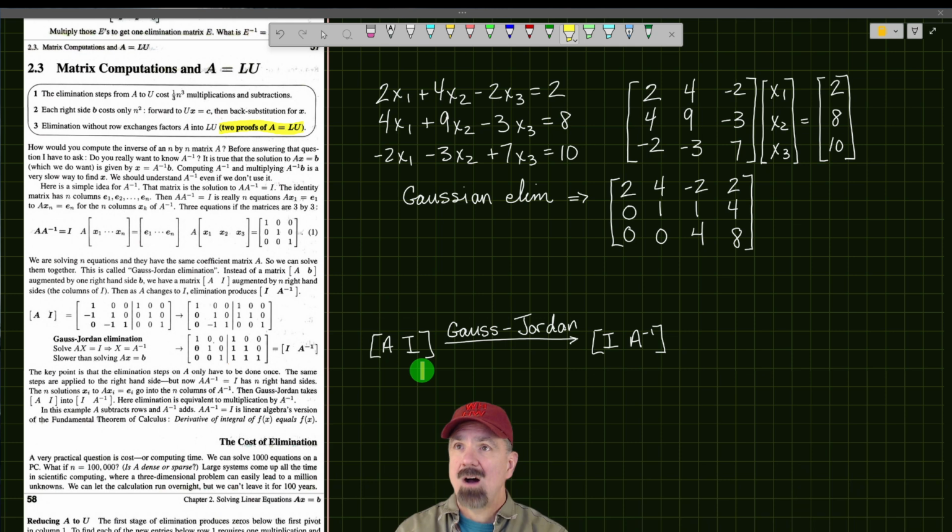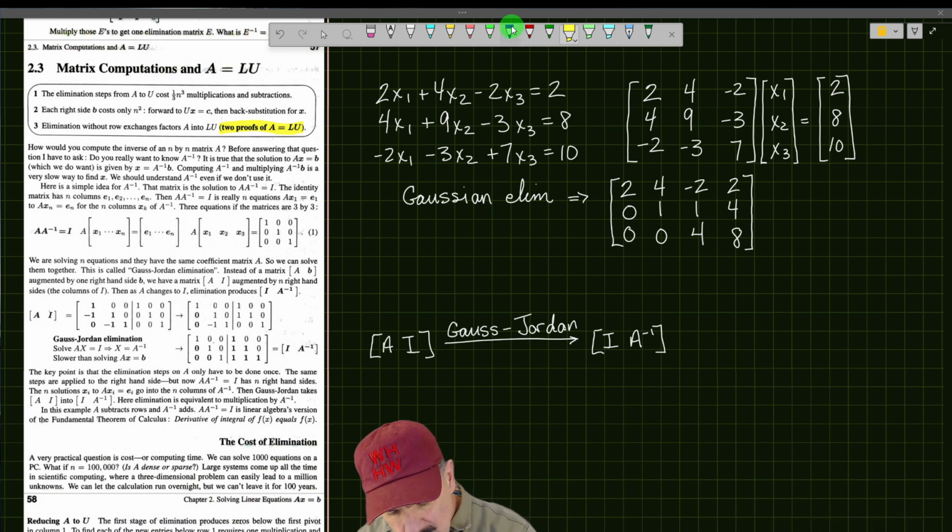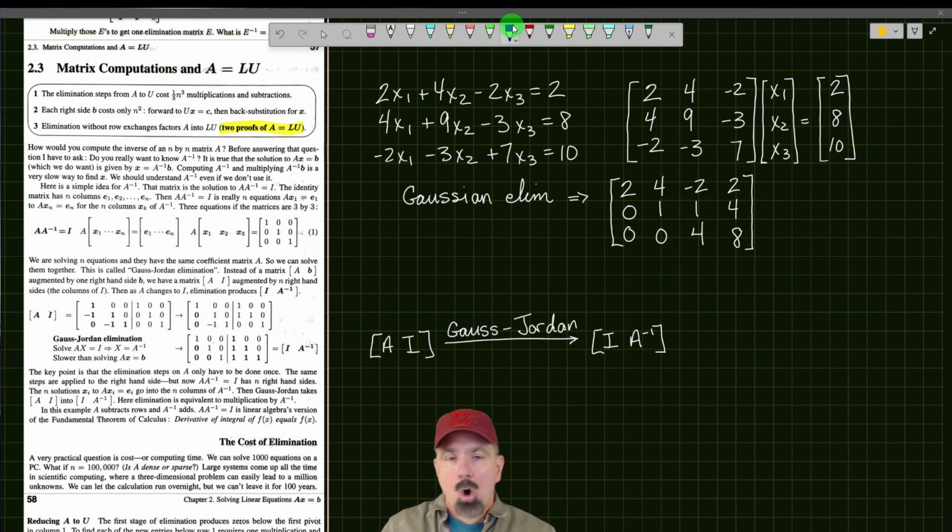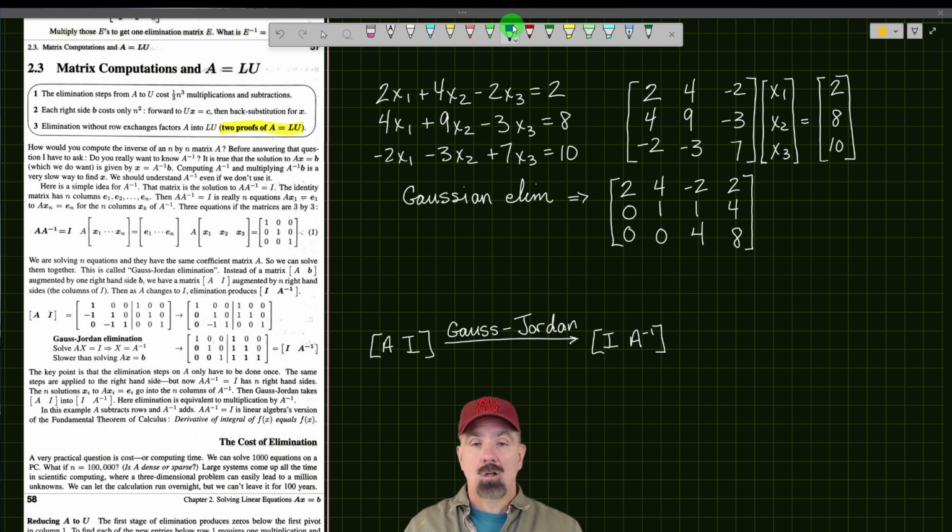Let's talk a little bit about this conversation here. I think it's a little bit confusing, so let me explain exactly what's going on. What he is saying, and this is really an important idea, is, hey, look, doing Gaussian elimination or Gauss-Jordan elimination is expensive. Computationally, it's expensive. So what we'd like to be able to do is solve for multiple b vectors, right-hand side vectors, simultaneously. And we can do that.